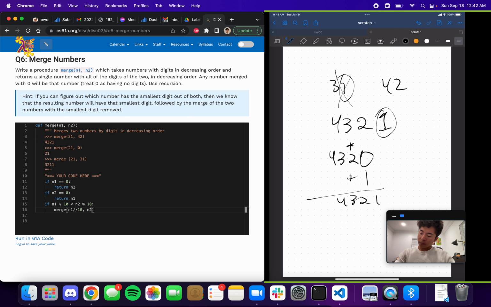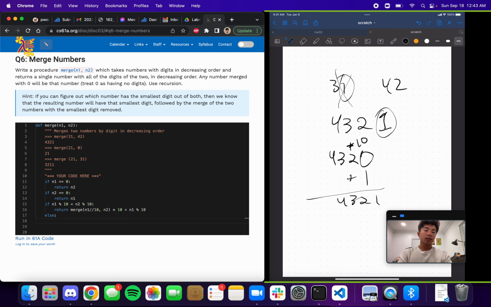We're going to do this by multiplying 432 by 10. So if we take the result of merge, multiply it by 10, and add that digit that we just took out back in, we're essentially inserting a digit at the very end of our sequence. So we're taking the 1, that's n1 mod 10, and inserting it into 432, which is the result of the merge call. And then we want to return it.